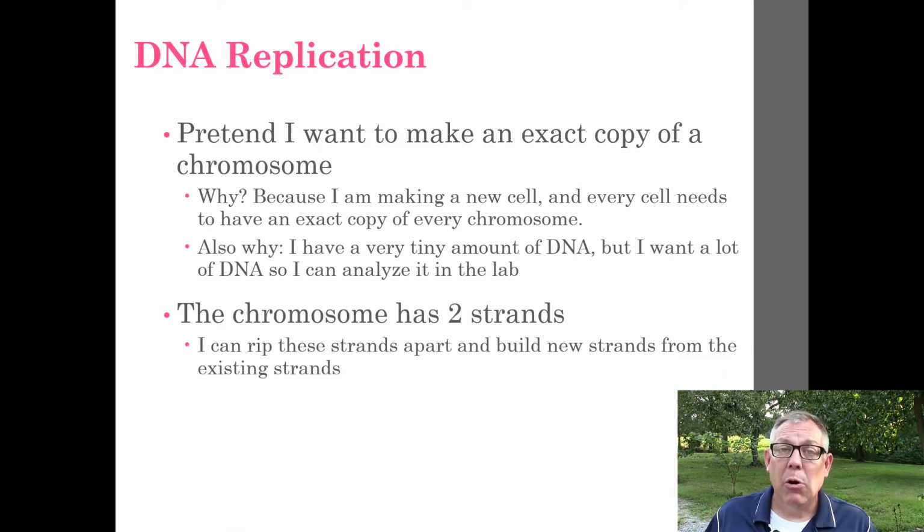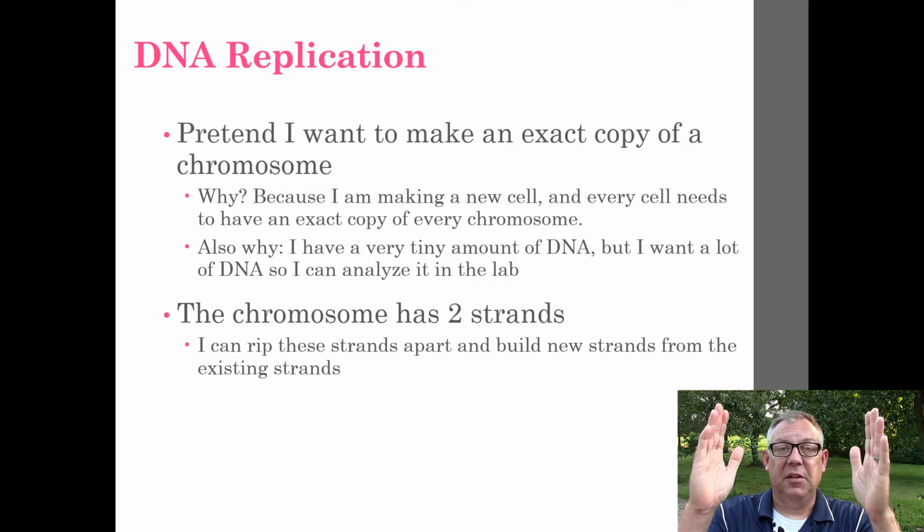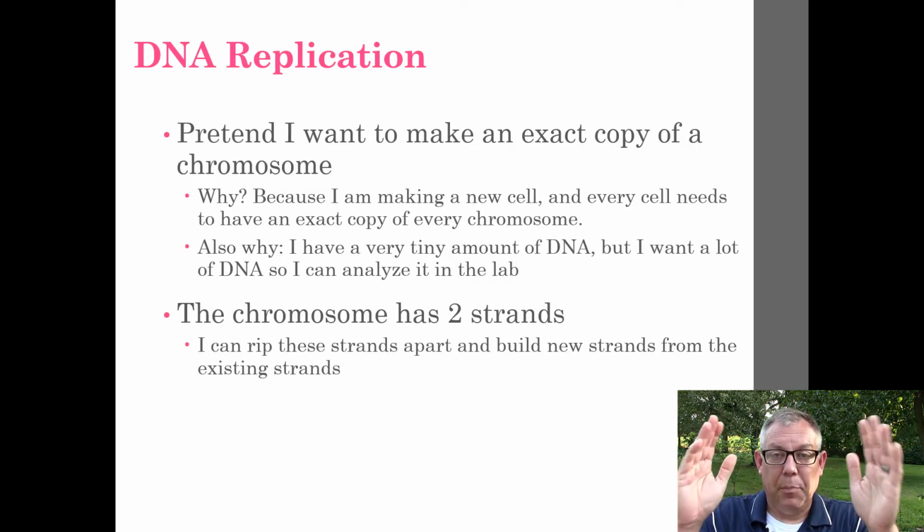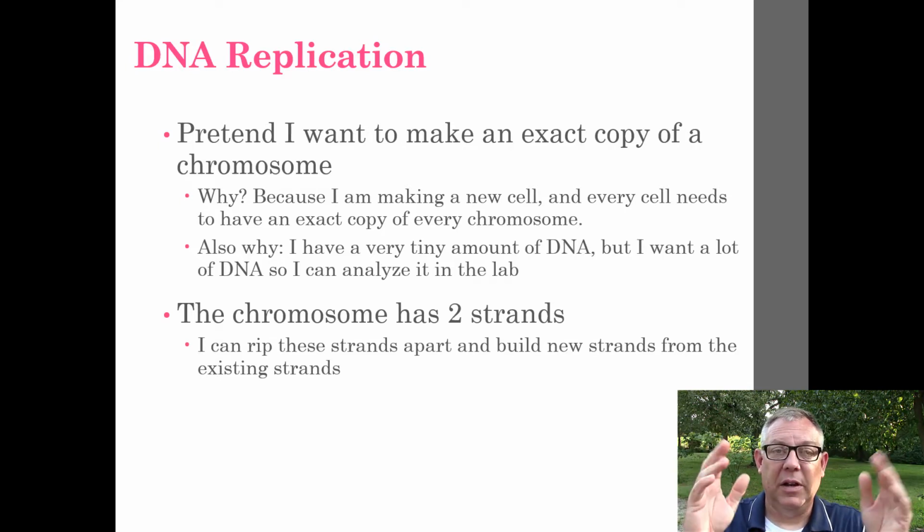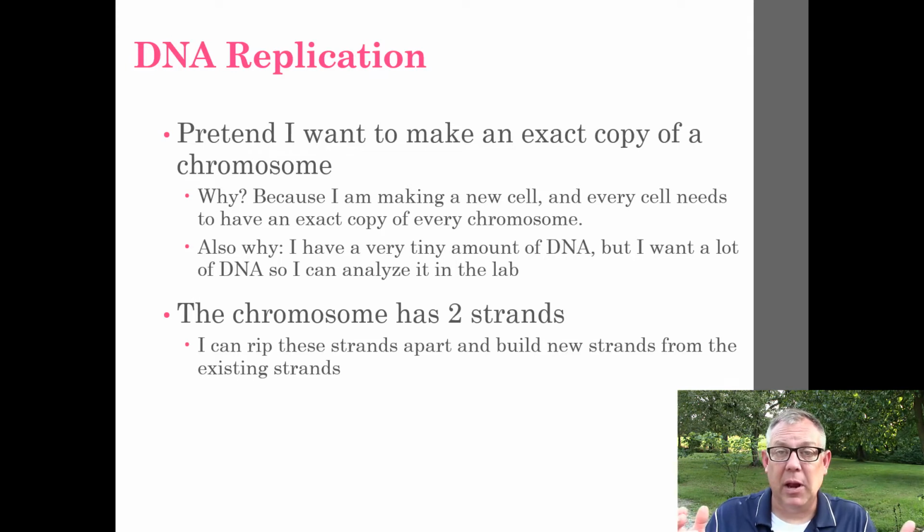Okay, so how are we going to do this? How does the cell do it, or how do we do it in a lab? A chromosome has 2 strands, right? I can rip those strands apart, and then I can build new strands from those existing strands. And in that process, I'll have an exact copy. And how can I build a new strand? Well, if I know one strand, I can figure out the other strand, because A always pairs with T and C always pairs with G.